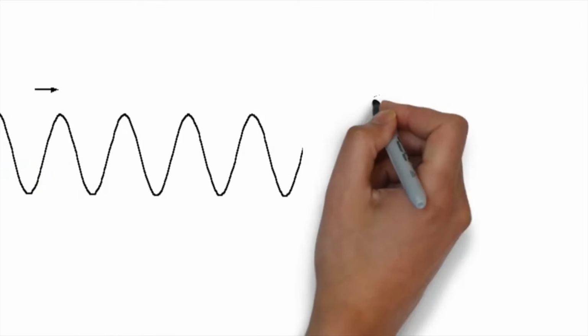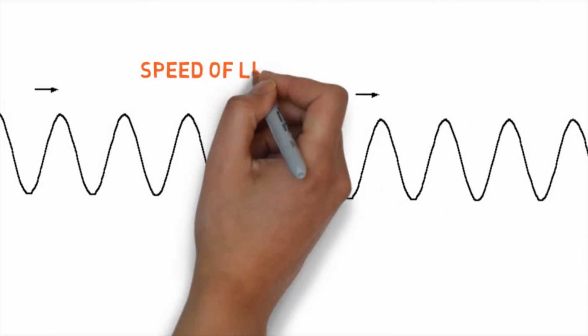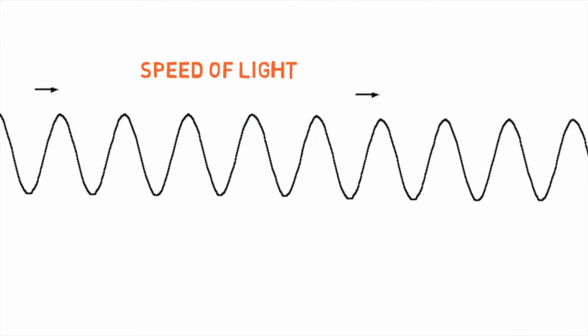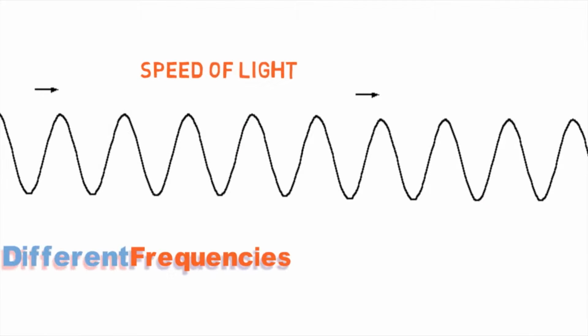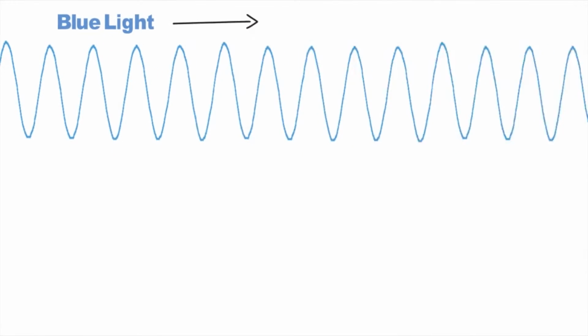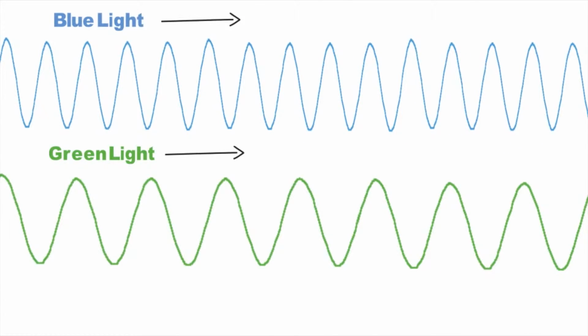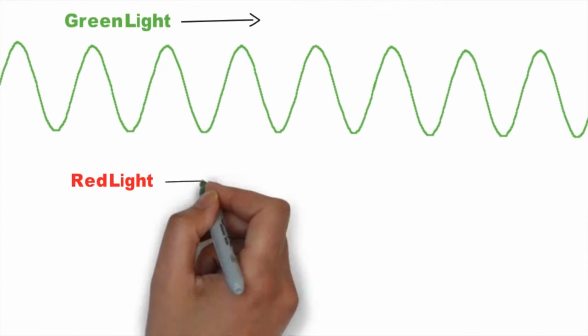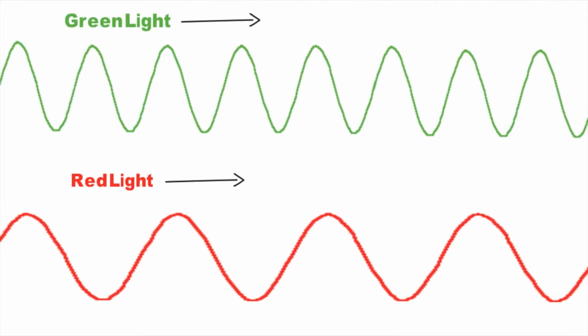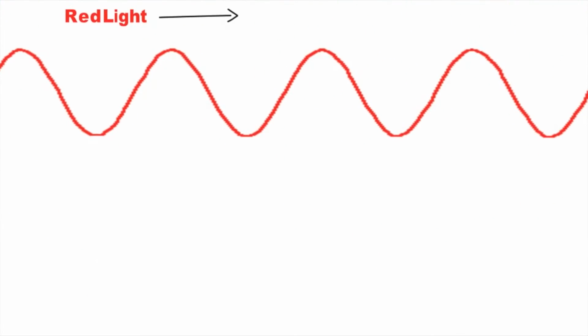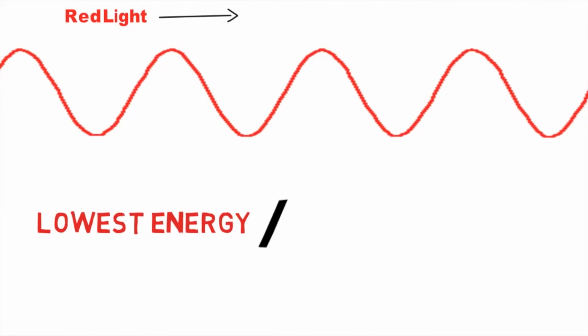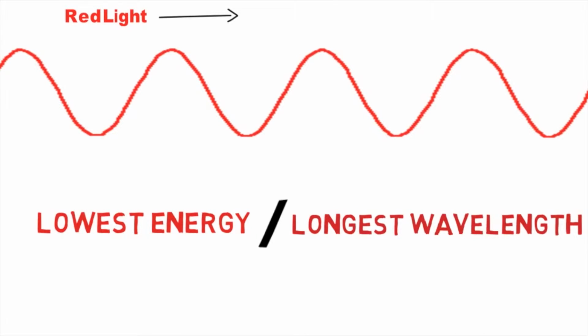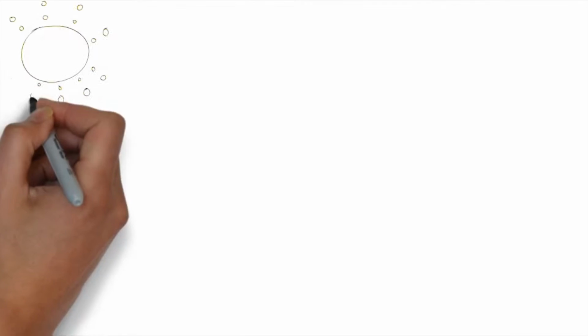It's an oscillating wave traveling at a certain velocity, the speed of light, and that oscillation occurs at different frequencies for different colors. Specifically, blue light has a higher oscillation frequency than green light. Green light has a higher oscillatory frequency than red light. So red light, to our eyes, is really the lowest energy or longest wavelength that we can see visually.